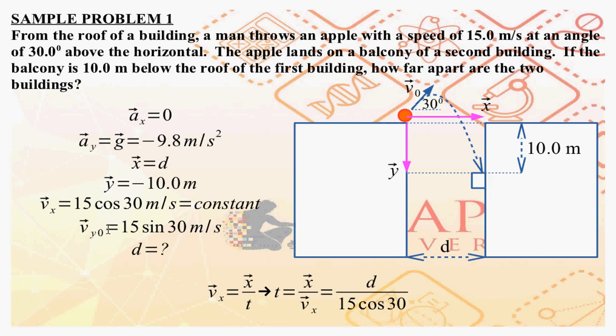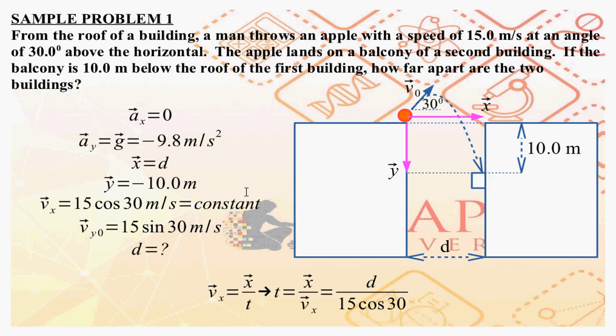Whereas on the x component, the object is undergoing uniform motion, so the velocity is constant. So even though this is V naught, the initial velocity, on the x component you just have Vx is equal to constant.